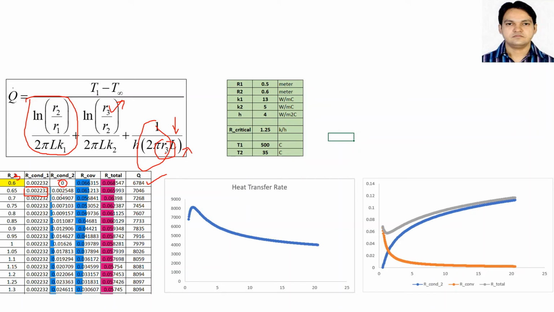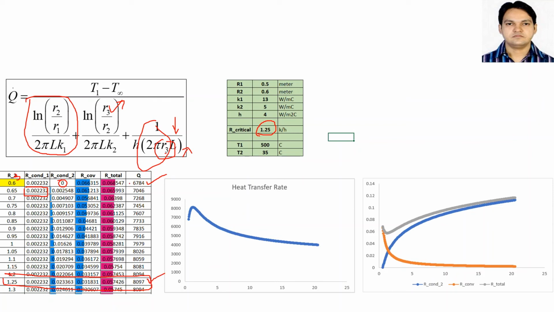So this part is increasing. Your conduction resistance is increasing line by line. Your convection resistance is decreasing, and the net effect is a decrement in R2. This will continue until the value 1.25, which is the critical radius of insulation. So you can see here at 1.25, my heat transfer rate is maximum, that is 8097.